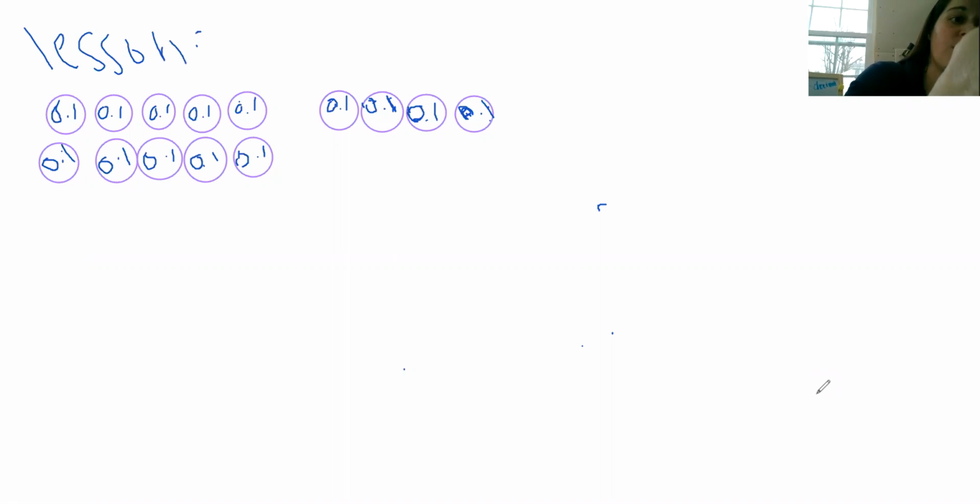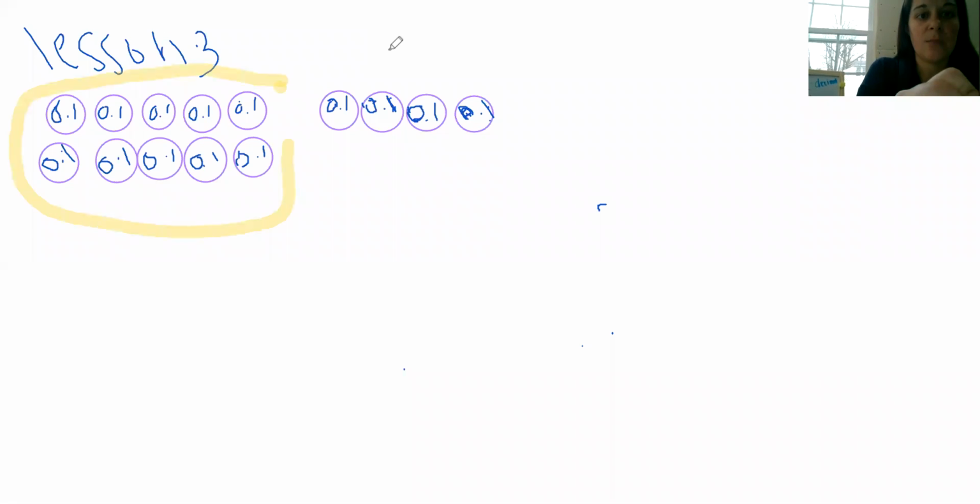Okay. So if you look in your workbook, I'm doing lesson 3, just so you guys know. Let me write that up here. Lesson 3. Okay. So in our workbooks, if you're following along, it's pages 11 and 12. Okay. So the first problem says circle groups of tenths to make as many ones as possible. So we're going to go through that.